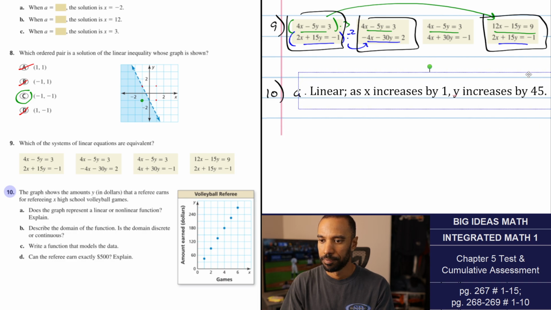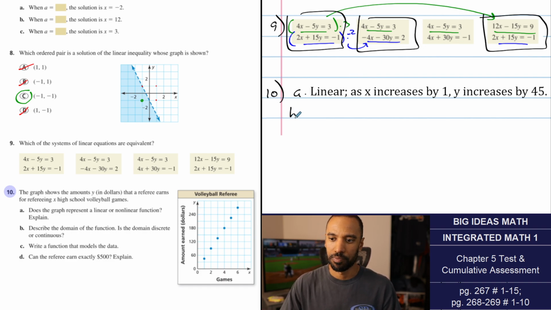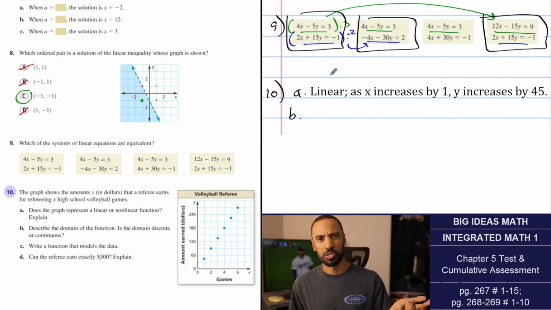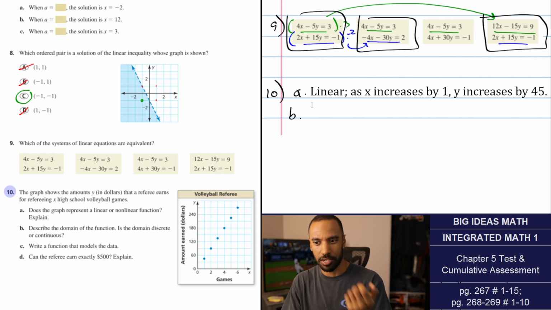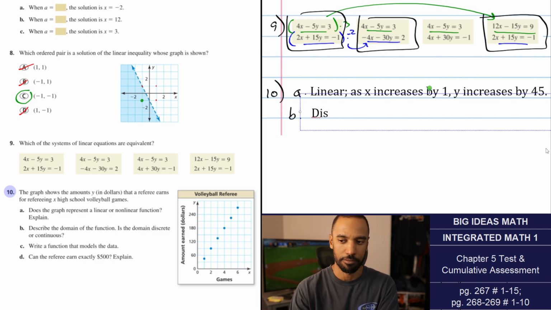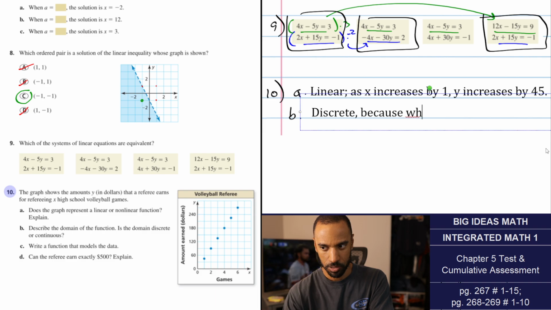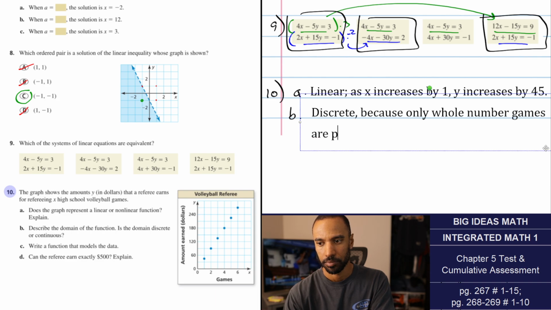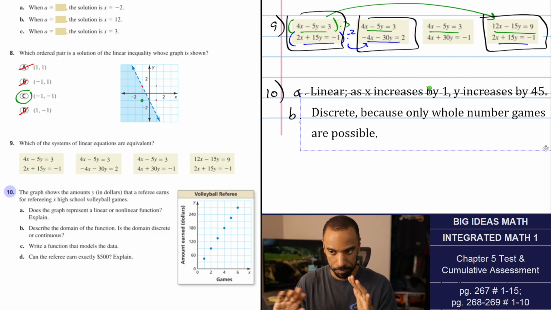Part B. Describe the domain of the function. Is the domain discrete or continuous? So, again, I think this was chapter 3. I don't know. But they didn't connect dots. They wouldn't connect dots here. I don't like that they asked the discrete versus continuous after the fact. I want to say discrete first. Discrete because, now here's the thing. You can only have integer amounts of games. Only whole number games are possible. Not like you referee half the game, you make half the dollars. You either make the money or you don't. You either ref the game or you don't.